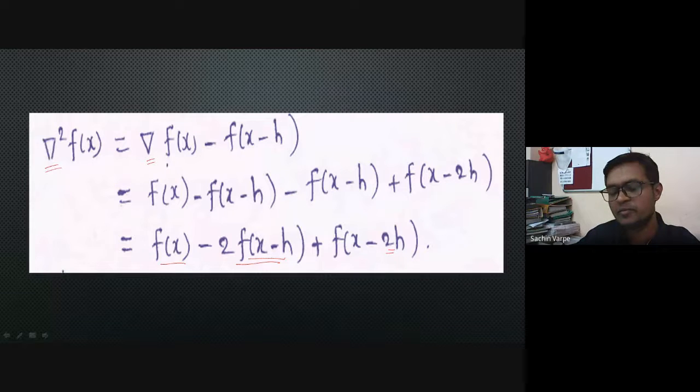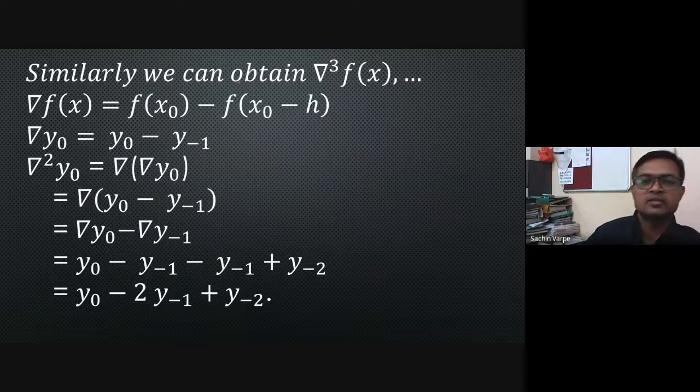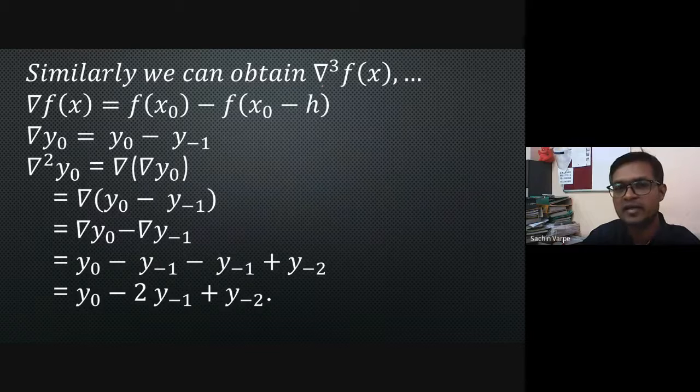This is two steps back. x minus 2h means this is one step back, with the step length h. h will be the step length. So similarly, we can obtain del cube of f of x and so on.